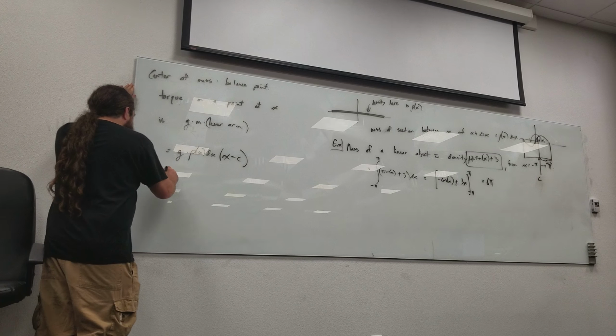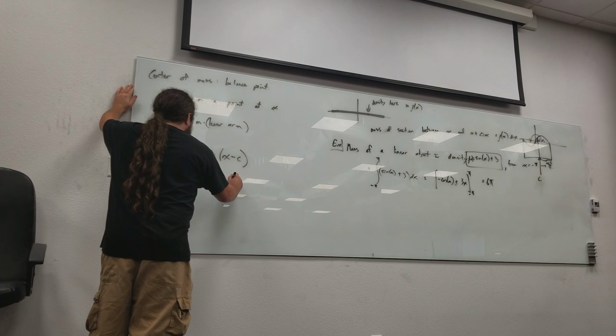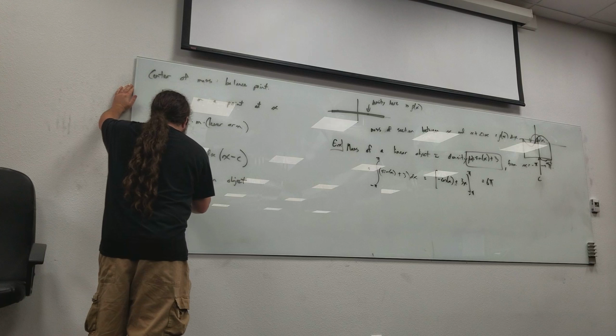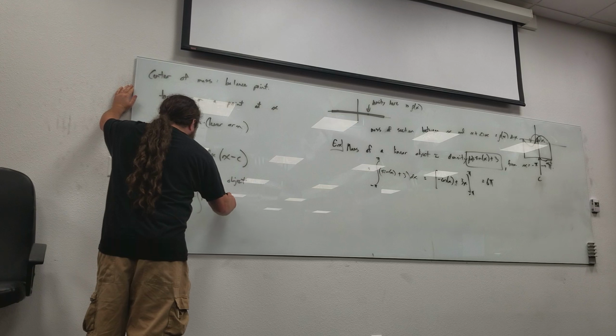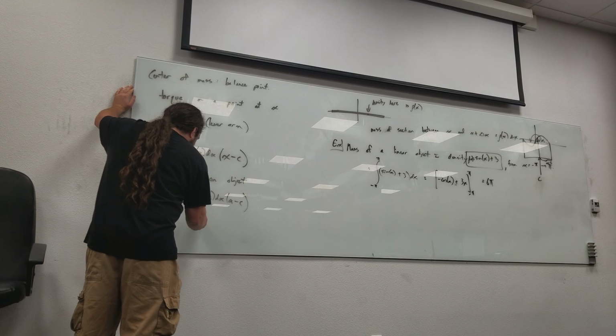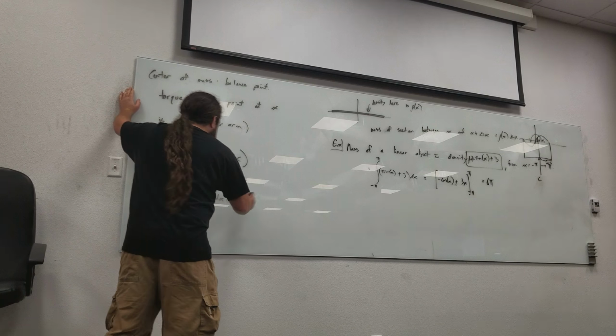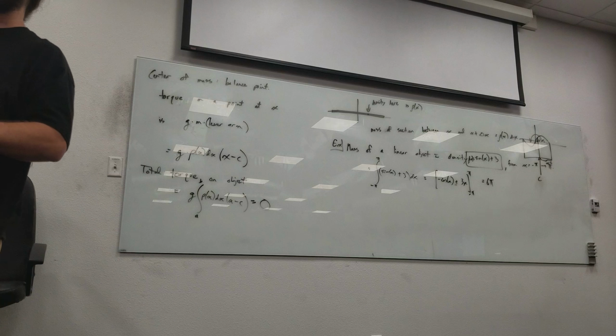So the total torque on this object should be G times the integral of rho of x dx times x minus c over wherever this thing occupies. Well, I want this to be 0, and the question is, what does c have to be to make that happen?